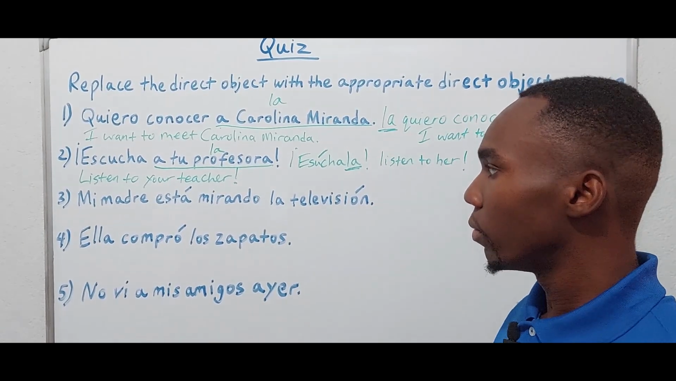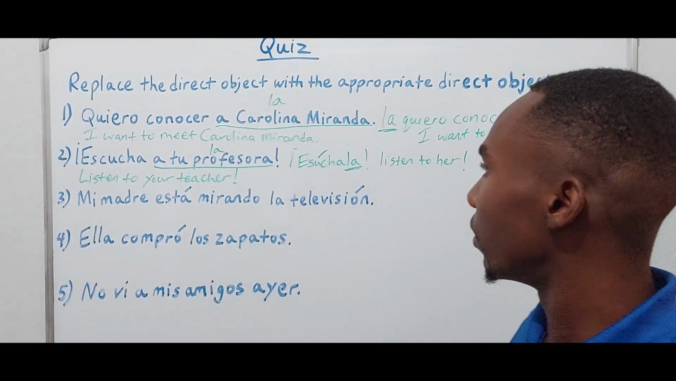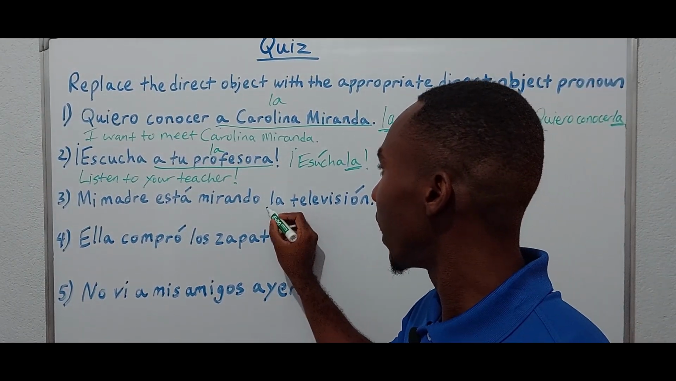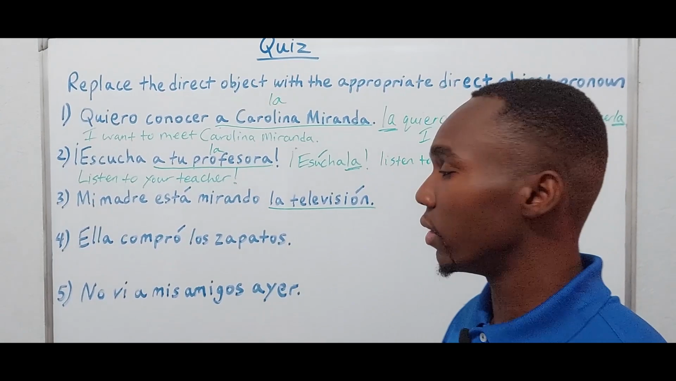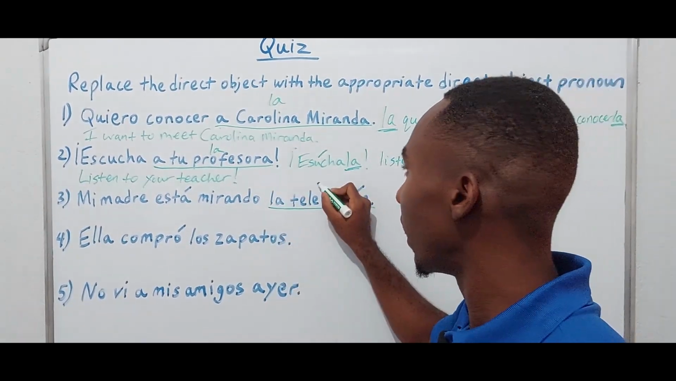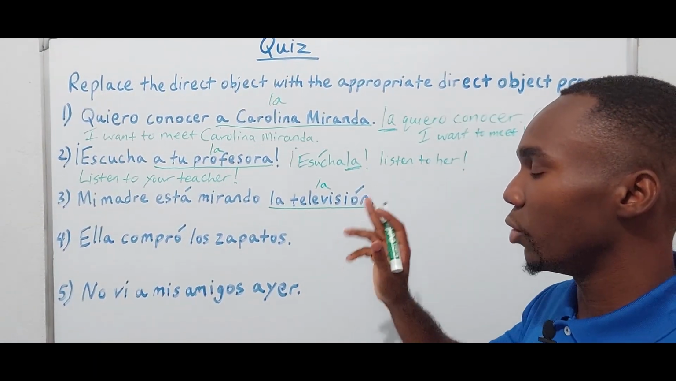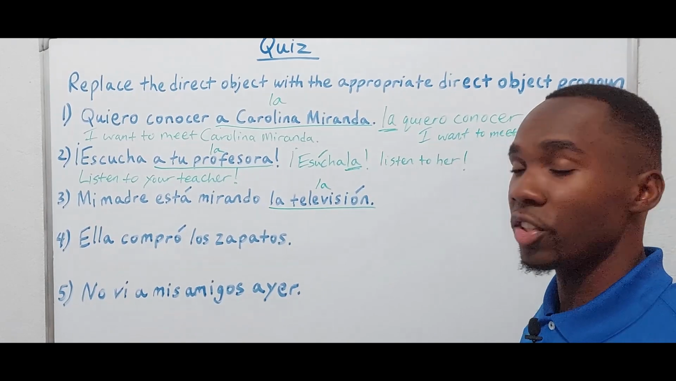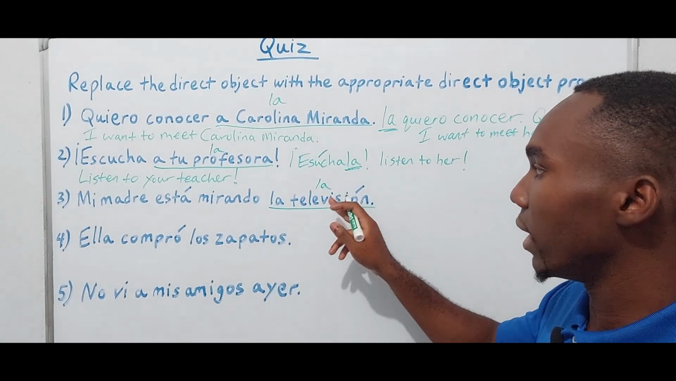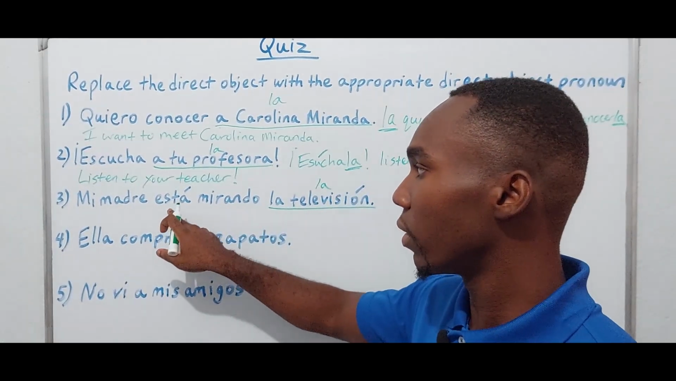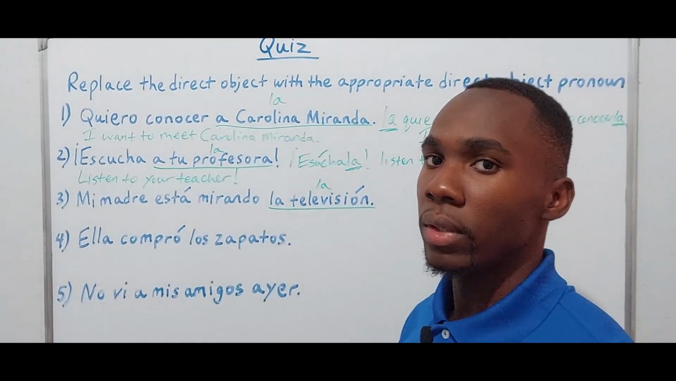Number 3. Mi madre está mirando la televisión. Right? So, my mother is watching the television. What is she watching? The television. Right? So, once again, television is the direct object. It is singular and feminine, so that corresponds to la. Right? But also, you have a gerund here. Right? So remember, with the gerund, there are 2 possibilities, right? So the direct object pronoun can either go before the conjugated verb, or it can go attached to the gerund, right?